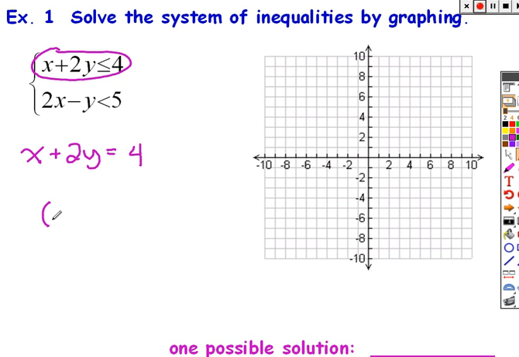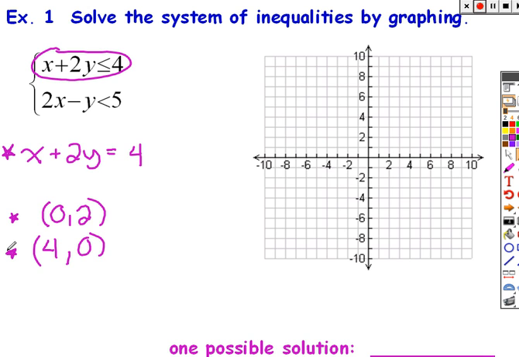So if I plugged in 0 for x, this would go away. 2 times what is 4? That would be 2. So the point 0, 2 would be on this line. If I plugged in 0 for y, x is 4. So because this is in standard form, I could certainly graph that line, finding the y and x intercept.